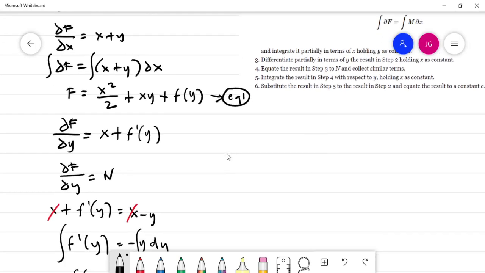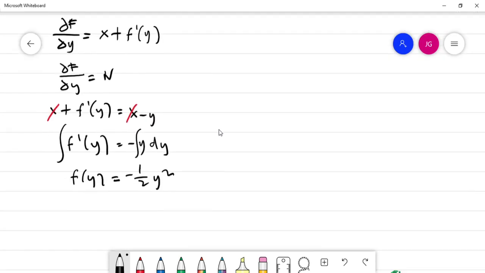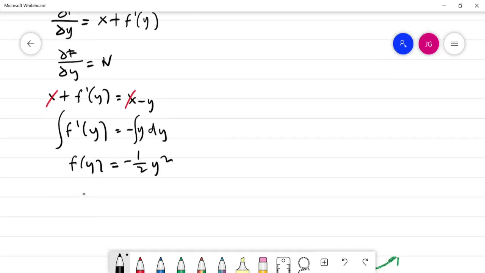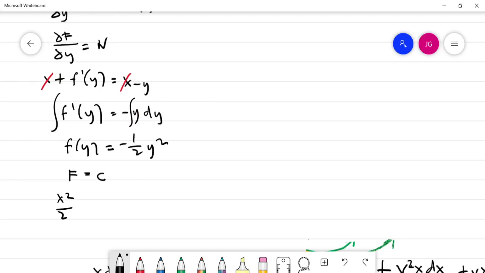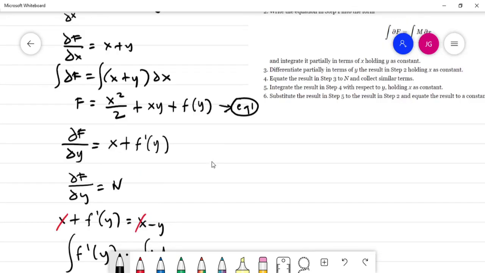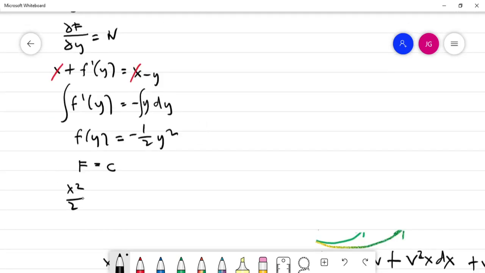So what is equation 1? Okay, we equate f to c, then substitute the function of y into f. So our equation f is x squared over 2, then plus xy plus the function of y is equal to c.